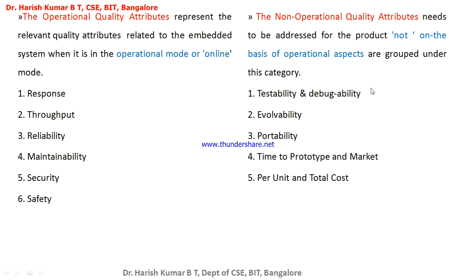Now, how easy it is to test and how easy it is to debug. And next what we're going to discuss is evolvability. Even the embedded systems go for evolution, and the same is the case for human beings also. There is a theory that we human beings evolved from the apes to man. And the same thing happens with the embedded systems also.